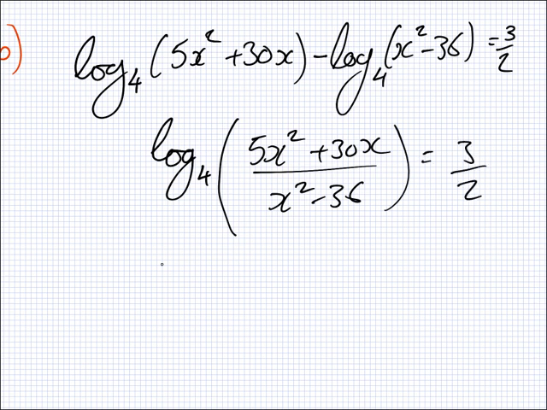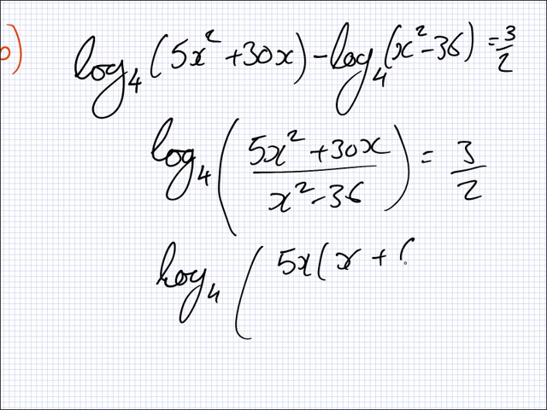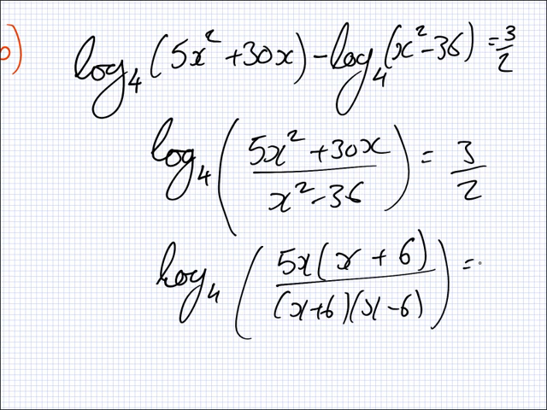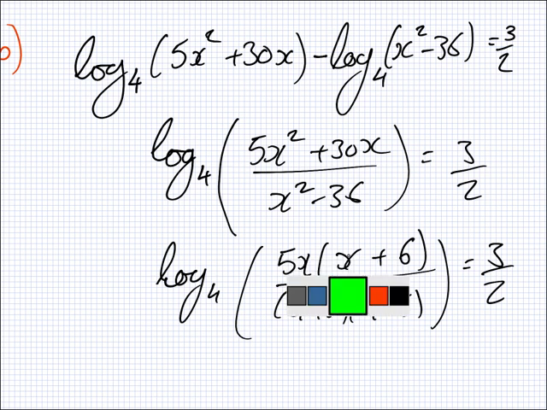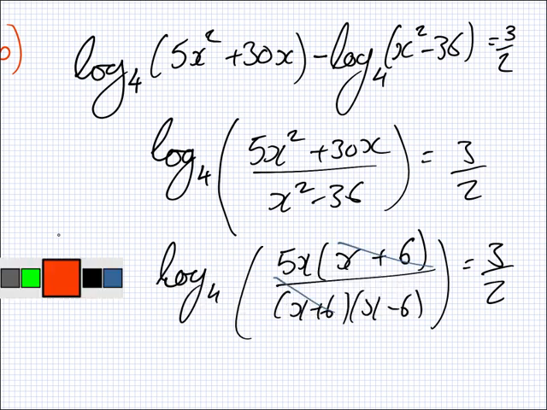Can we do any simplifying? Yes. So on the top we can take 5x out, x plus 6, and on the bottom we can get x plus 6 and x minus 6. Simplify. Now please proceed with caution. We are only allowed to cancel this with this if we know that x cannot be minus 6.